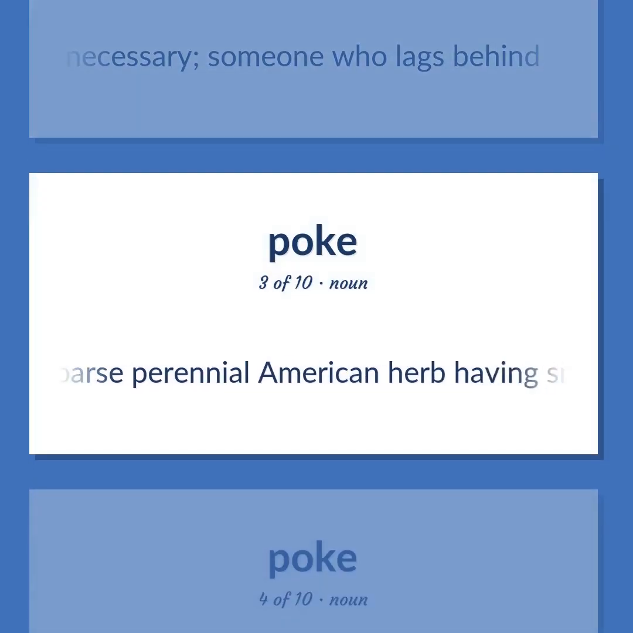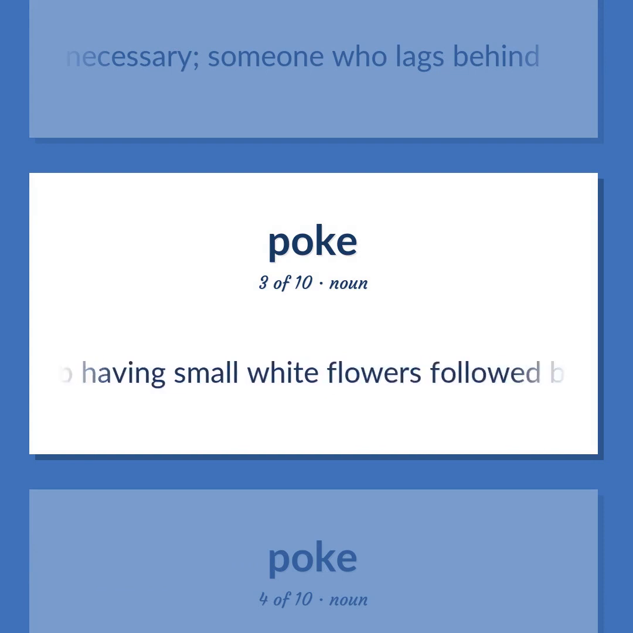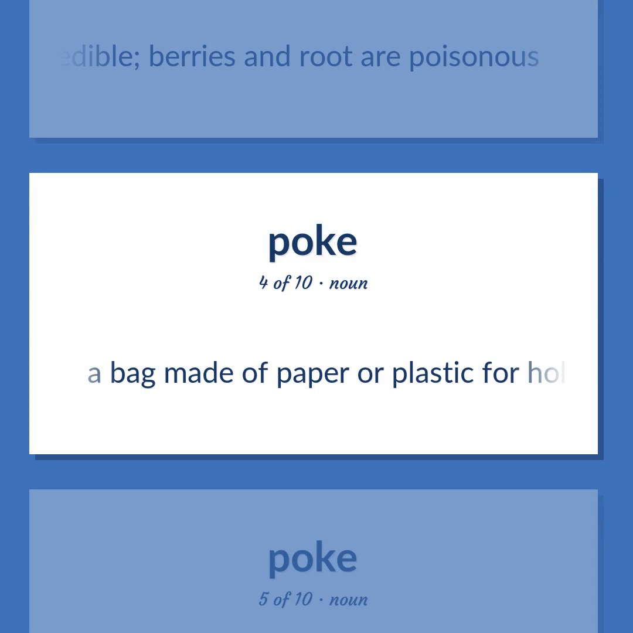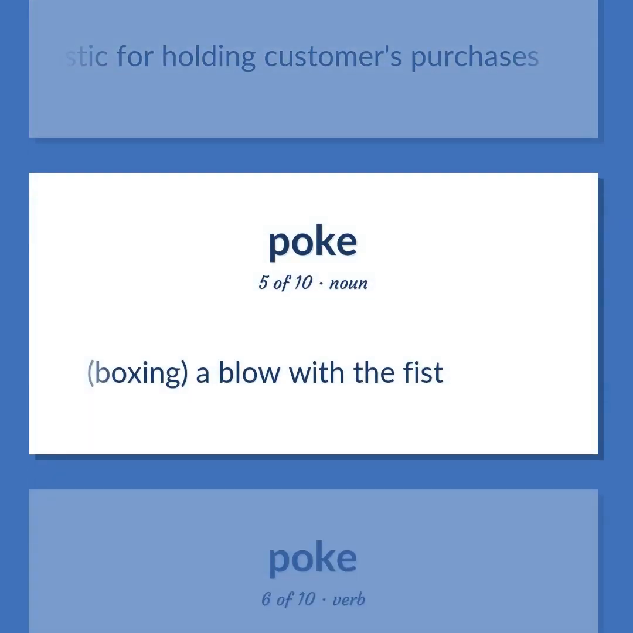Tall, coarse perennial American herb having small white flowers followed by blackish red berries on long drooping racemes. Young fleshy stems are edible. Berries and root are poisonous. A bag made of paper or plastic for holding customers' purchases. Boxing. A blow with the fist.